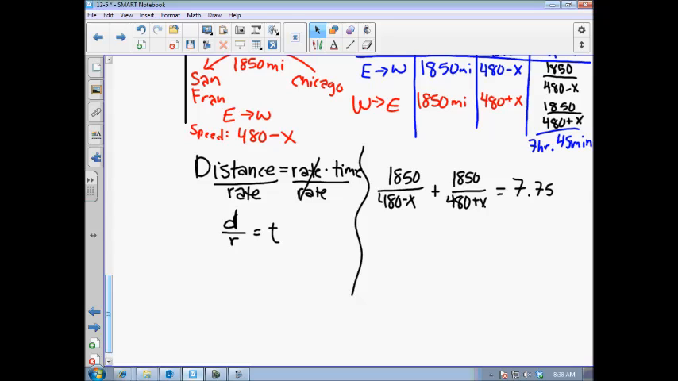To solve for x, it's the same 4 steps we did on number 1. First, factor if needed. Do we need a factor here? No, there's not a trinomial. There's not an x squared. Second, find your lowest common denominator, which would be 480 minus x times 480 plus x, right? Times it on all the numerators. Okay, then distribute and solve, and make sure you check.